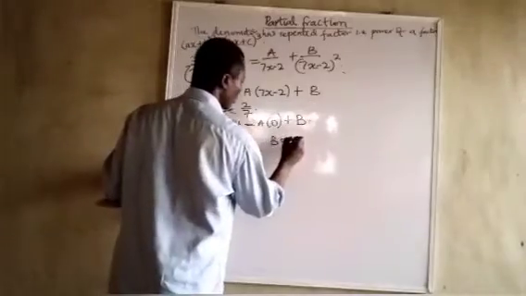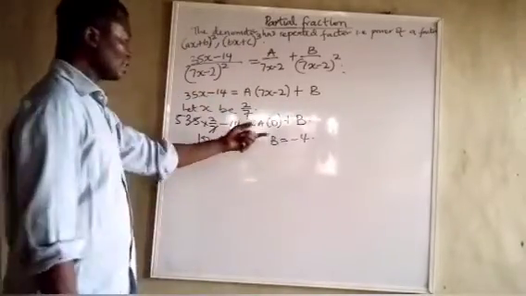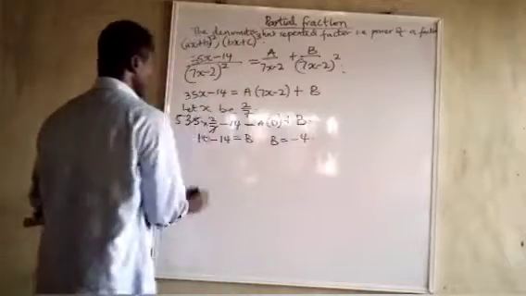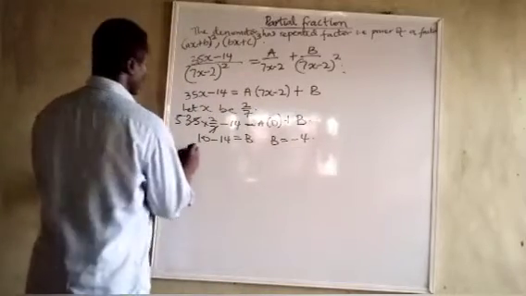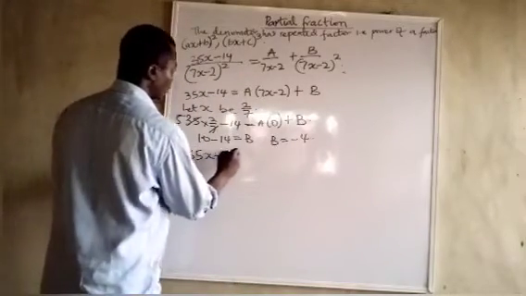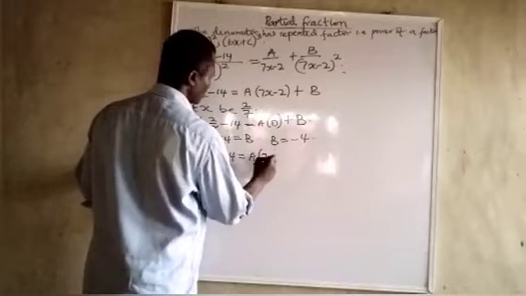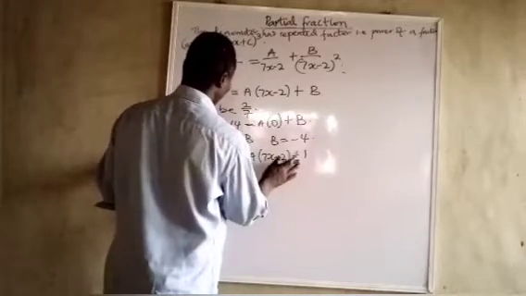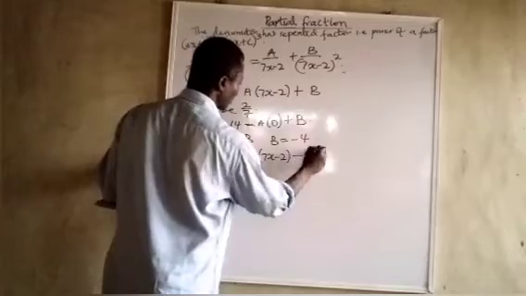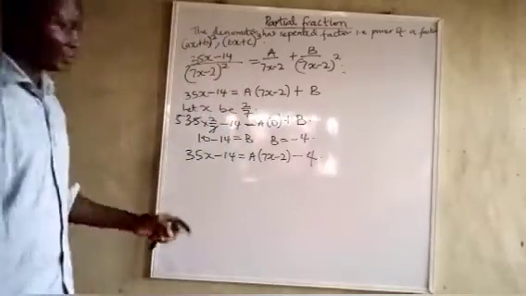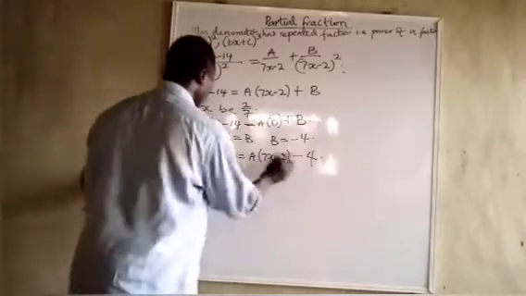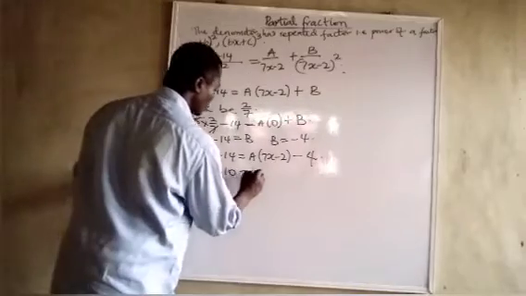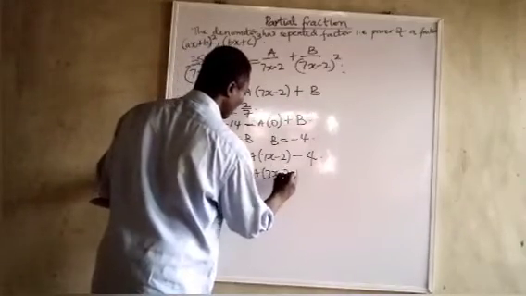So I have 10 minus 14 is equal to b. So b is equal to minus 4. b equals minus 4, straight. Then I can put this b in this place. So I have 35x minus 14 is equal to a into 7x minus 2 plus minus 4, because b is minus 4. You can see, I can continue working with this. So I can say 35x minus 10 is equal to a into 7x minus 2.